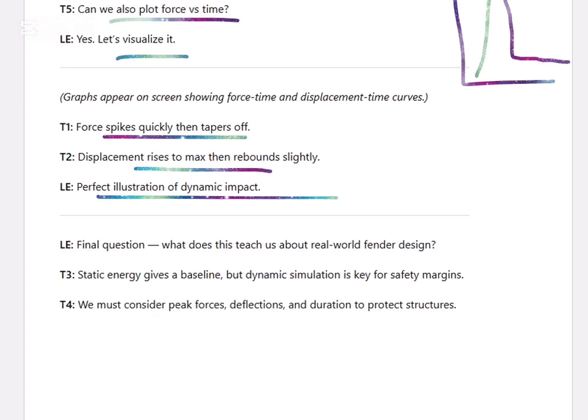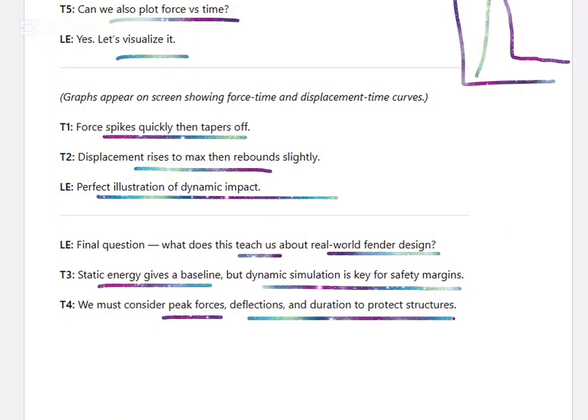So what does this teach us about real world fender design? Static energy gives a baseline, but dynamic analysis is the key for safety margins, because the peak force could be more compared to the static. We must consider peak forces, deflections, and duration to protect structures.